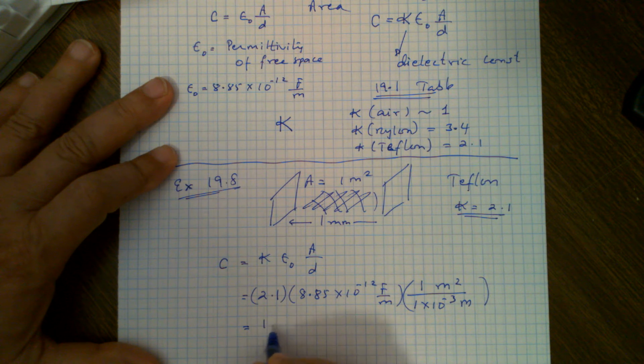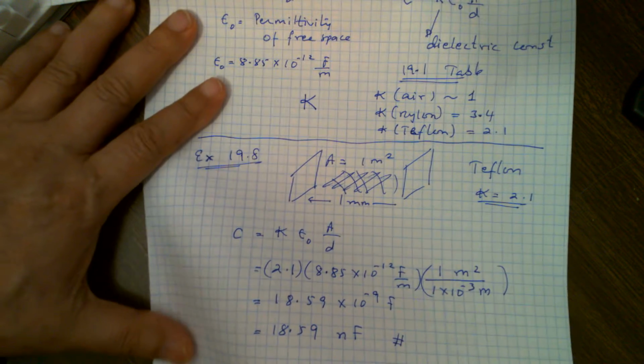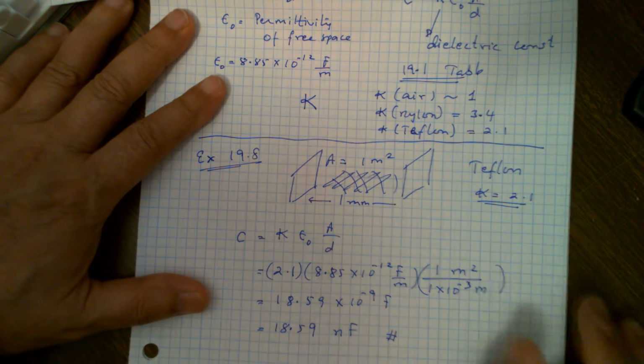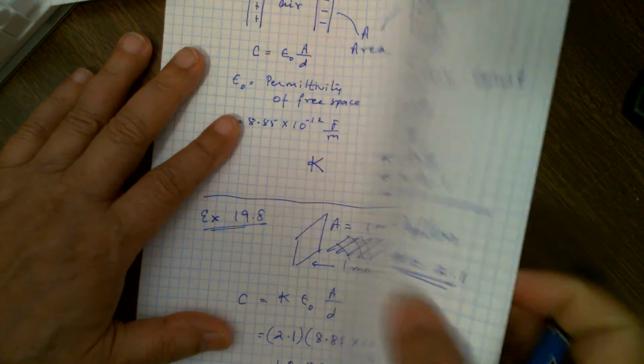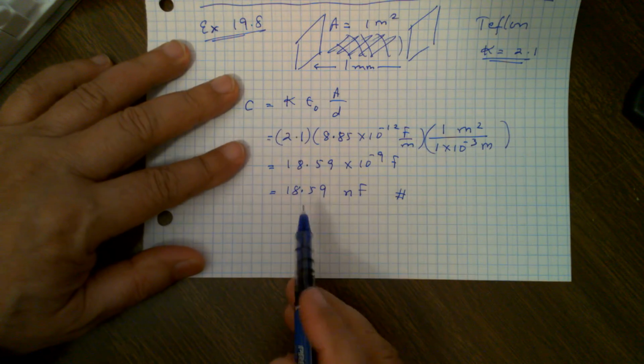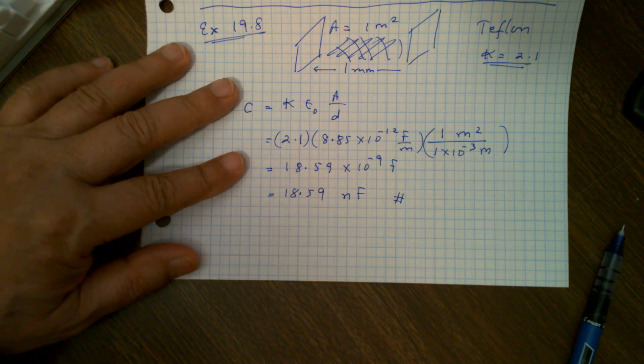18.59 times 10 to the negative 9 farad, or 18.59 nanofarad. Okay, so 18.59 nanofarad. Every now and then I forget to push the paper up, so you might miss one or two lines, so I'll make sure you see it. It's 18.59 nanofarad. Alright, so I'll see you in the next video.